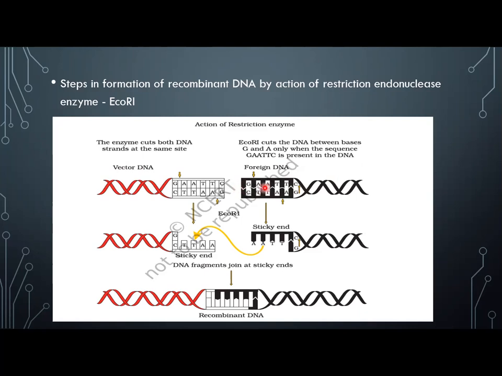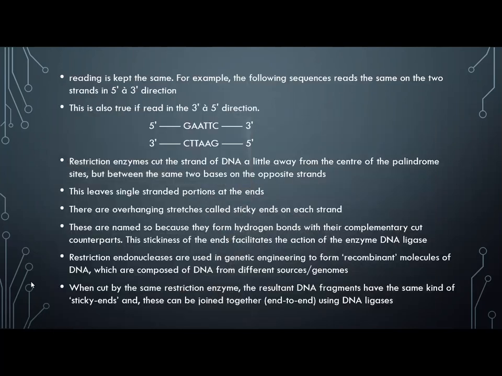Both the foreign DNA and the vector DNA are cut at the sequence GAATTC, and a sticky end is formed on both sides. When the sticky ends are attached, the DNA fragments join at those sticky ends. They form a recombinant DNA.